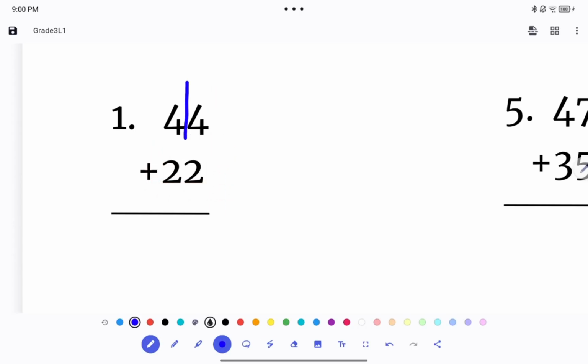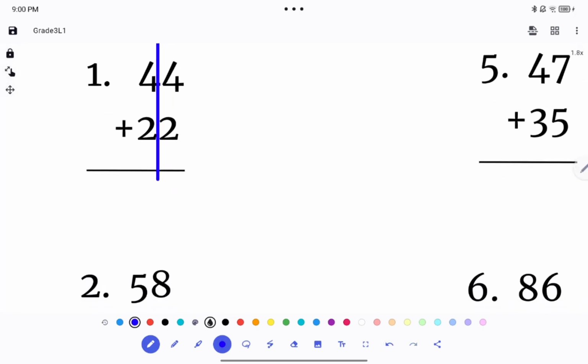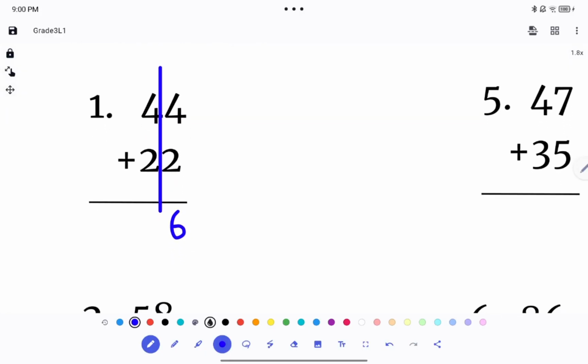So first, let's focus on the ones column. Let me draw that line better. 4 plus 2 is equal to what? 6. And since that doesn't cause any numbers to happen in the tens place, we don't need to worry about carrying anything over. So secretly there's a 0 there, but usually we don't draw it, because if there's nothing there, it might as well be a 0.